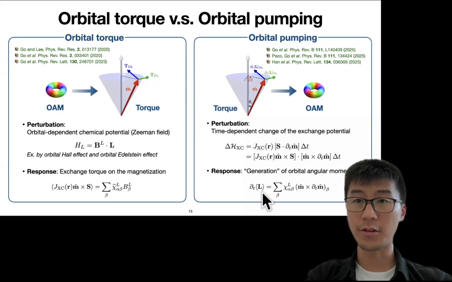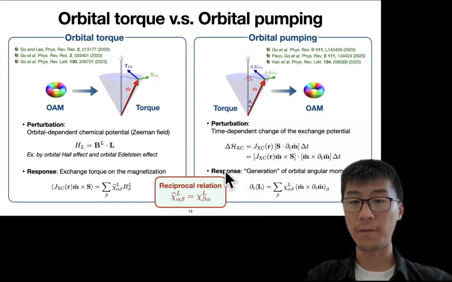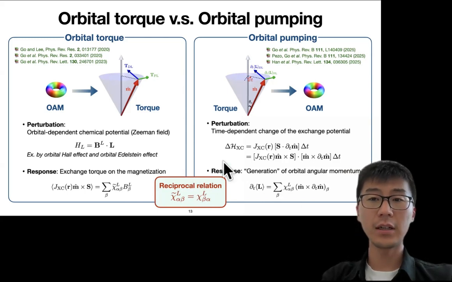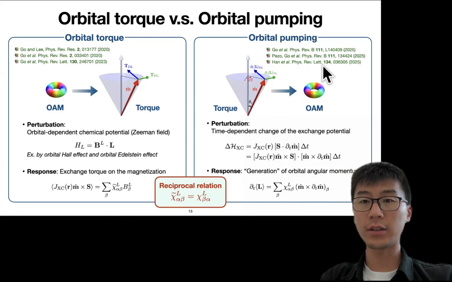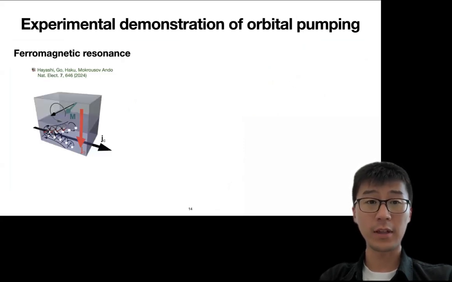And according to the Onsager's reciprocal relation, one can show that actually these two coefficients in linear response in orbital torque and orbital pumping are related. So the orbital pumping can be predicted. And it was predicted actually several years ago. And now theoretical papers are published. And around the time, orbital pumping was experimentally shown.